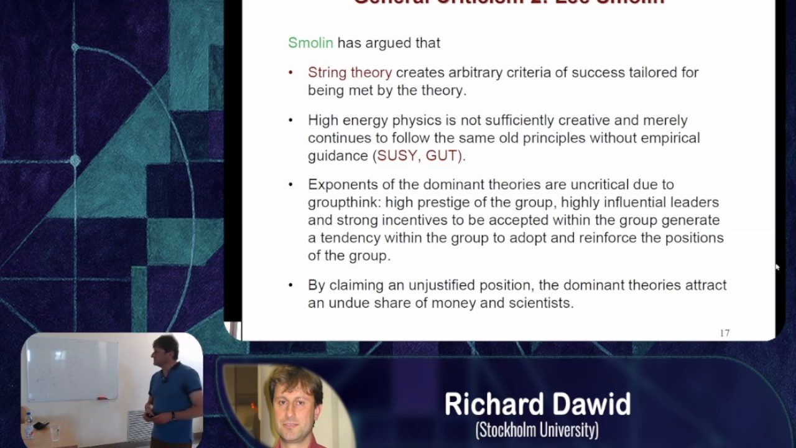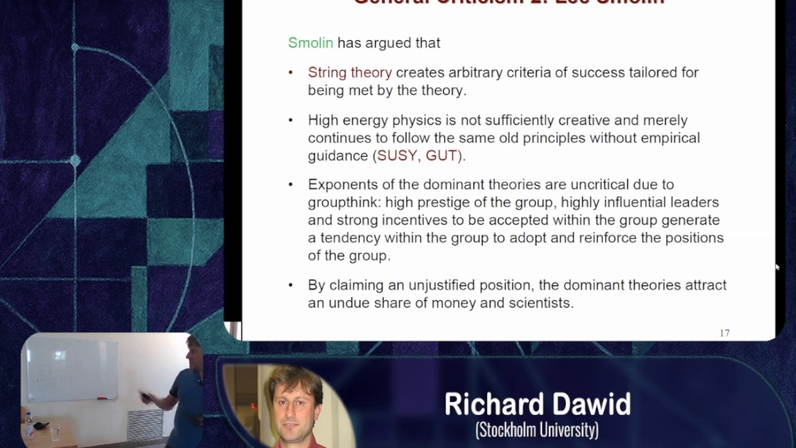He also argues that high energy physics is not sufficiently creative and therefore merely continues to follow the same old principles because that's the easiest way to do without empirical guidance. So they still stick to supersymmetry, grand unification, strings, etc. He also argues that exponents of the dominant theories are uncritical due to groupthink. And this has been mentioned already.